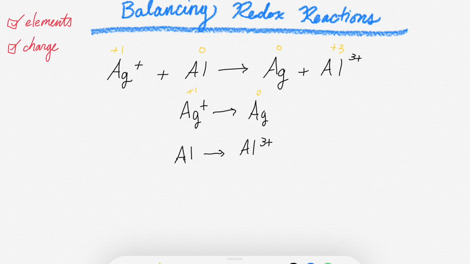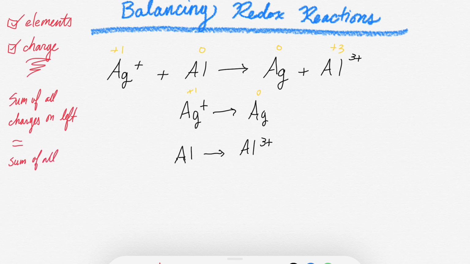So in order for our charges to actually balance, we just need the sum of all of the charges on the left to equal the sum of all of the charges on the right. Let me write that out for you again, okay? So to balance for charge, what that means is we need the sum of all of the charges on the left, so to speak, to equal the sum of all charges on the right.